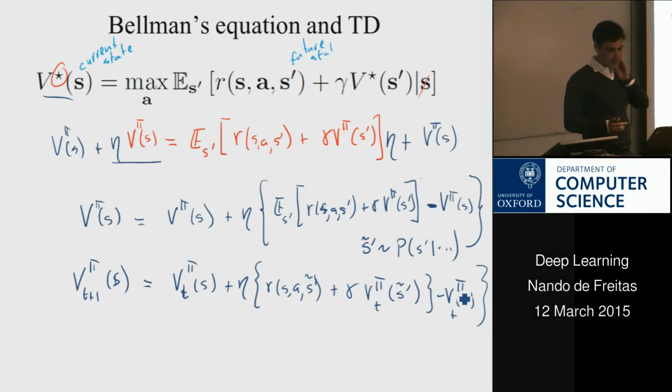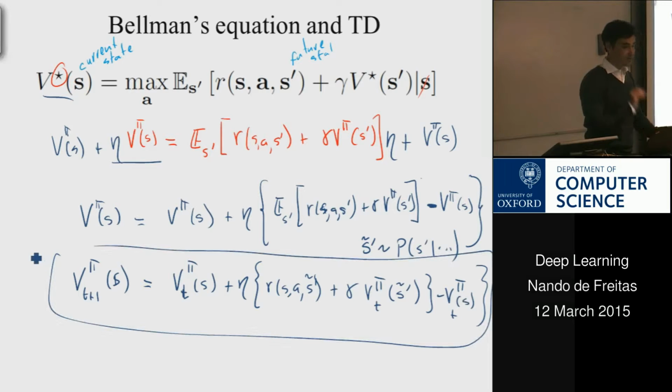So this algorithm is called TD0, and because it's stochastic, it's very easy to show that in the limit, as the number of samples goes to infinity, you converge to an optimal value function. And that's pretty much the algorithm. That's how you would implement it. It's very similar to SGD.